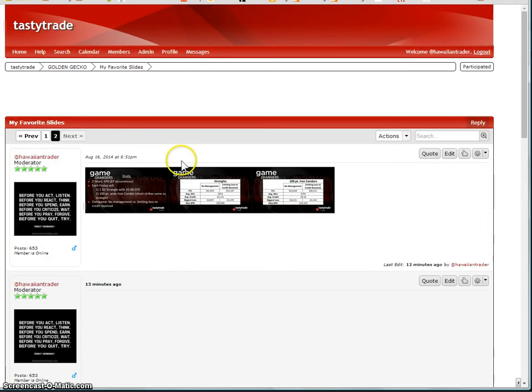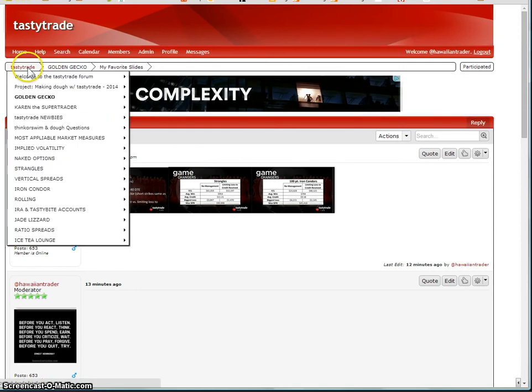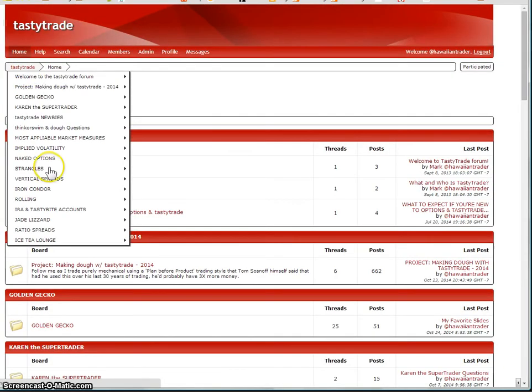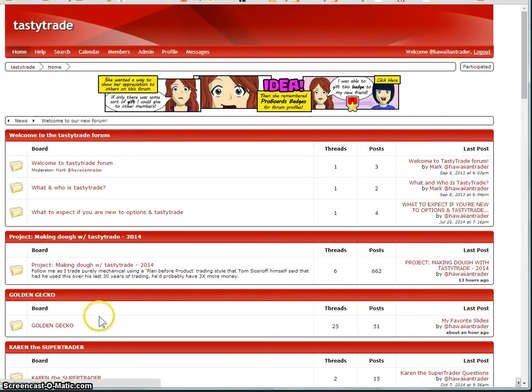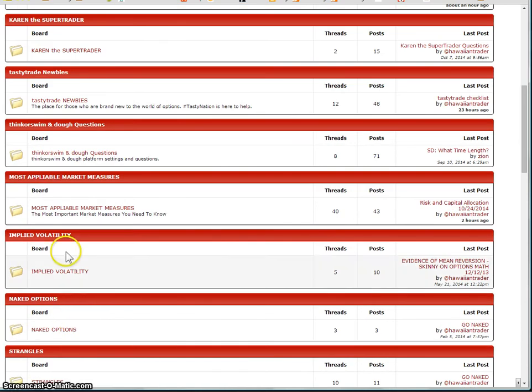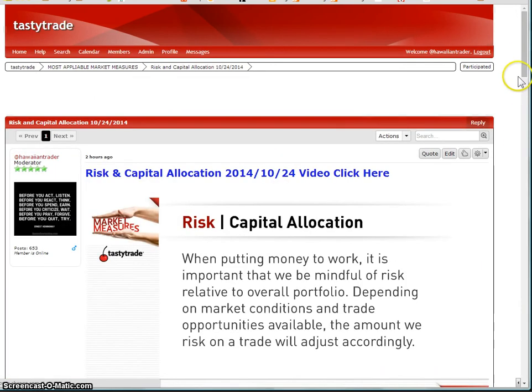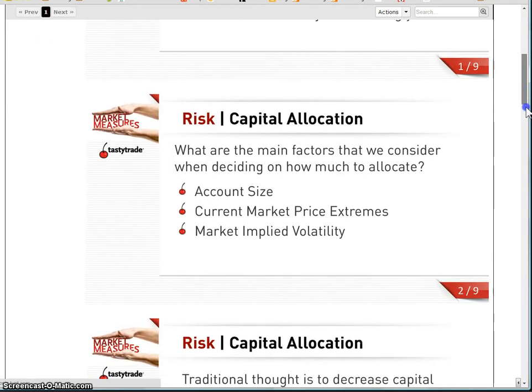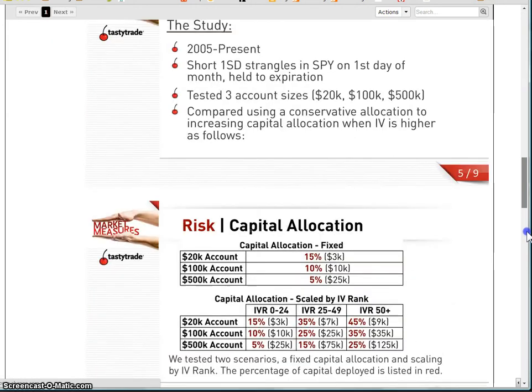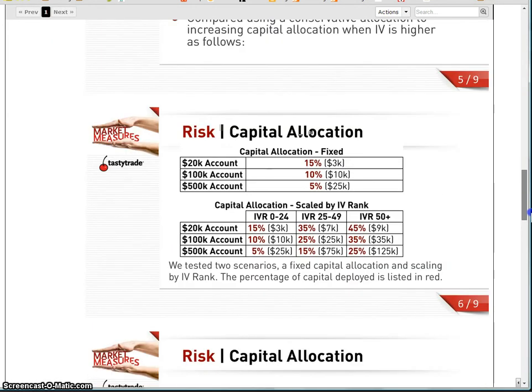And one more thing that you might want to look at is today's October 24th market measure. I already posted it over here, though, on their most applicable market measures, called risk and capital allocation. If you want to know how much to put on a trade, this is a great market measure. Depending on the size of your account, it shows how much money you should allocate to a trade. So check it out.